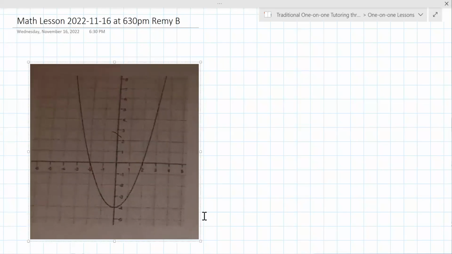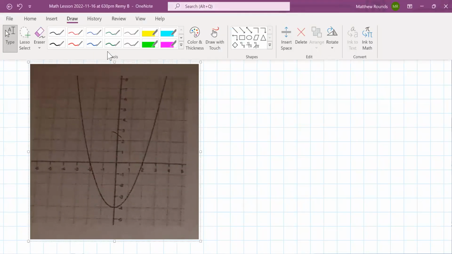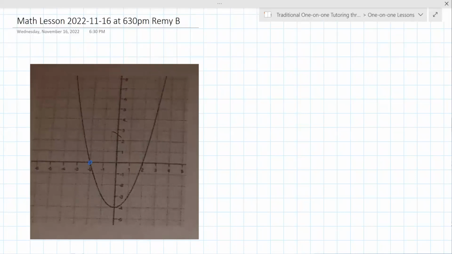So the things that you need to identify in this graph are the x-intercepts. That's an x-intercept, and that's an x-intercept right there. So you've got to identify those immediately. And you even could label them with points: (2, 0) and (-2, 0). The order does not matter.